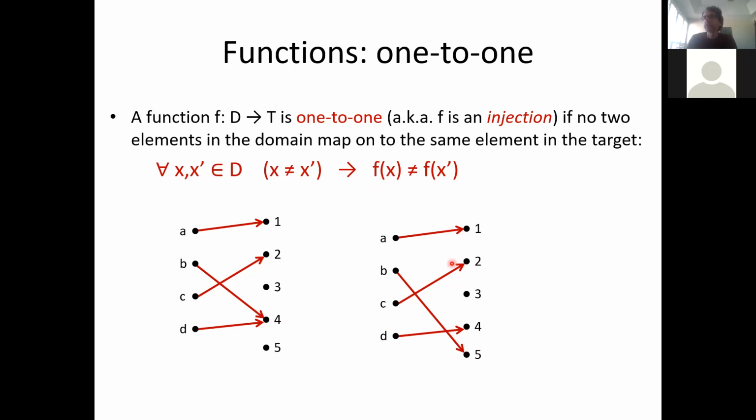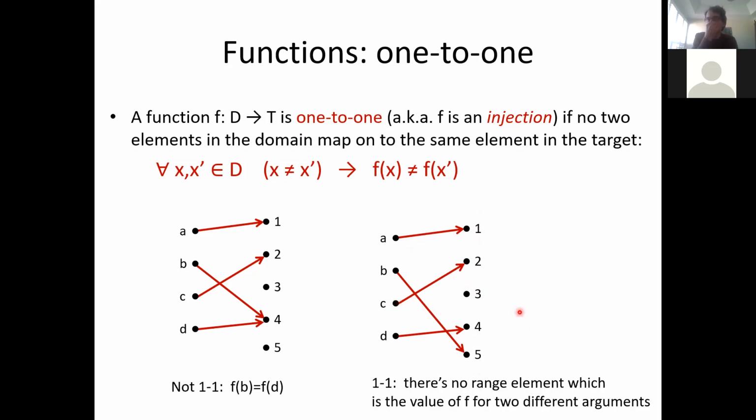This function is, however, one-to-one, right? Because you can see visually there are no collisions. There is no value that has more than one pre-image. That's exactly another way to define a one-to-one function, right? It's that no element in the codomain has more than one pre-image. It might have 0 pre-images, or it might have 1, but it cannot have more than 1. Okay.